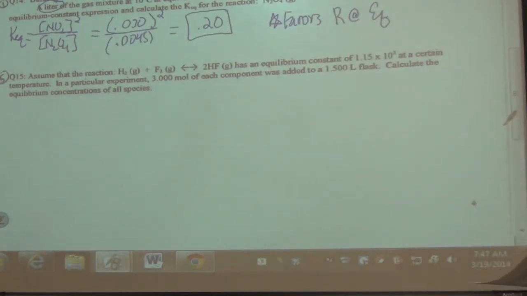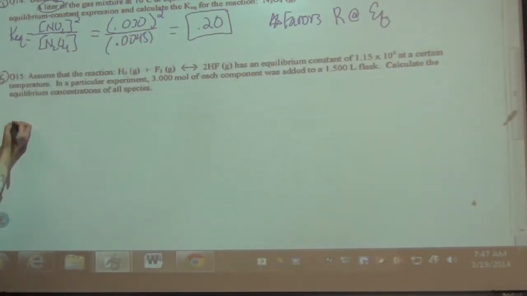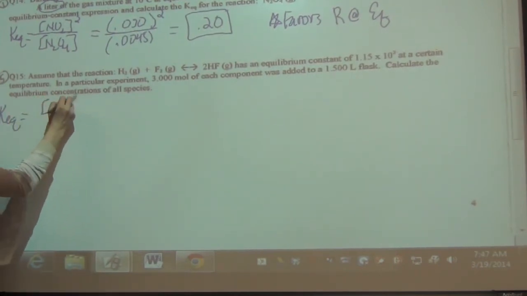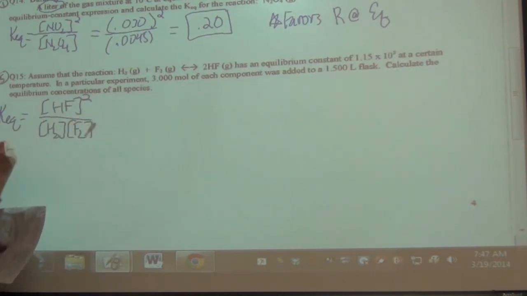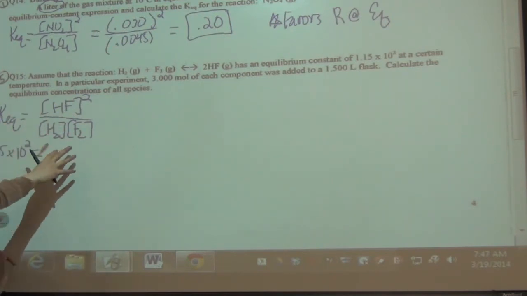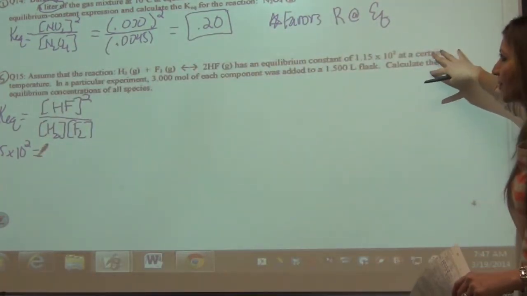So it says, assume that the reaction H2 and F2 has an equilibrium constant of. So let's first just write our expression, because we know we're going to have to do that anyway. So Keq is equal to, again, we've got HF squared over H2 times F2, no solids and liquids in there, so we're good with this. And we know what it's equal to. The value of this is 1.15 times 10 to the second. I'm just going to put that in there so that once I come back to fill it in, I don't forget that I already have that. Okay, that's not the variable that we're looking for.